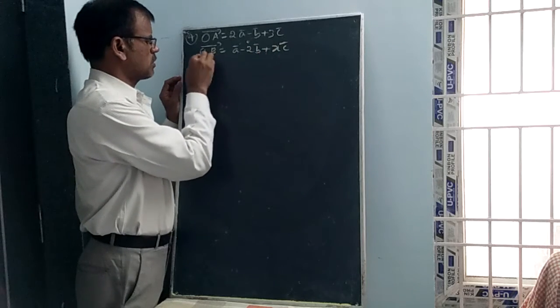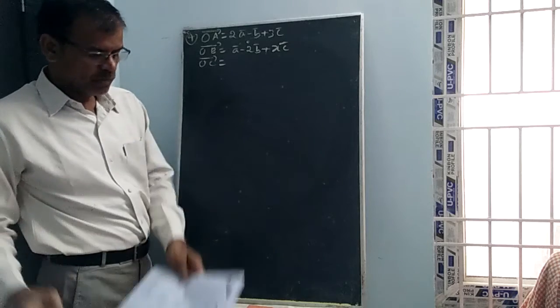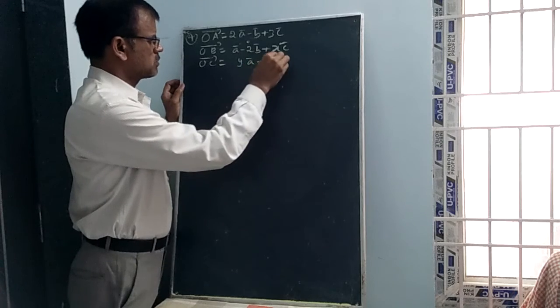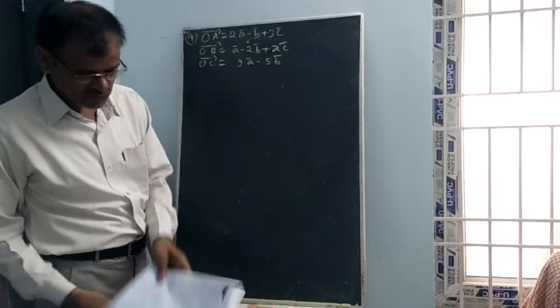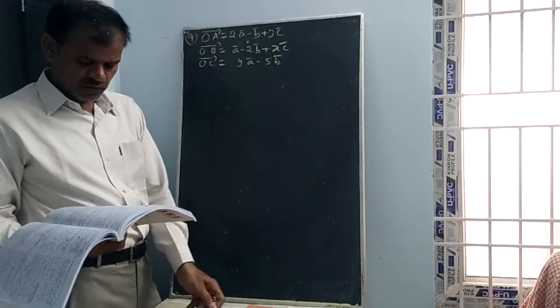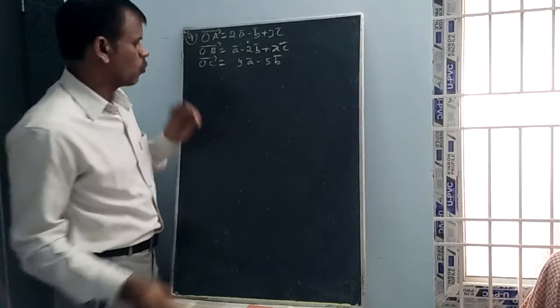Next, OC bar is given as YA bar minus 5B bar. That's all. These 3 points are collinear. If the 3 points are collinear, then what is the value of x and what is the value of y?